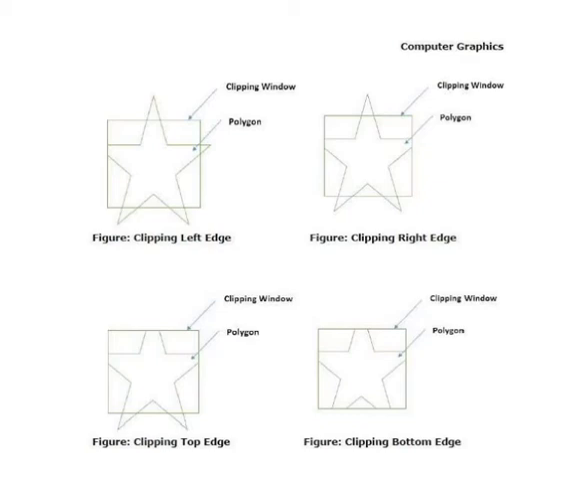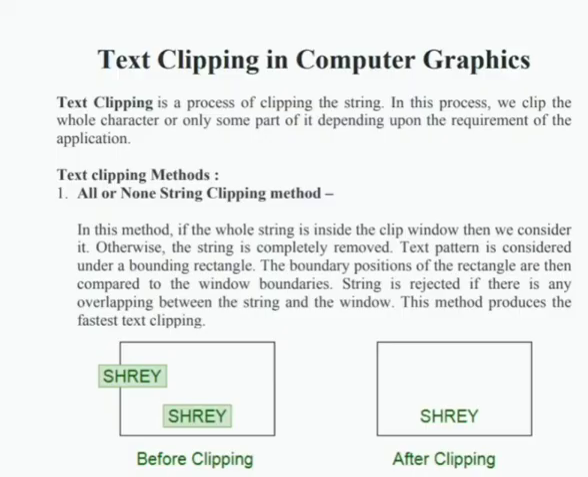So the algorithm proceeds in stages by passing each clipped polygon to the next edge of the clipping window. Next is text clipping. It is the process of clipping a string. In this process, we clip the whole character or only some part of it, depending on the requirement of the application. There are three text clipping methods.